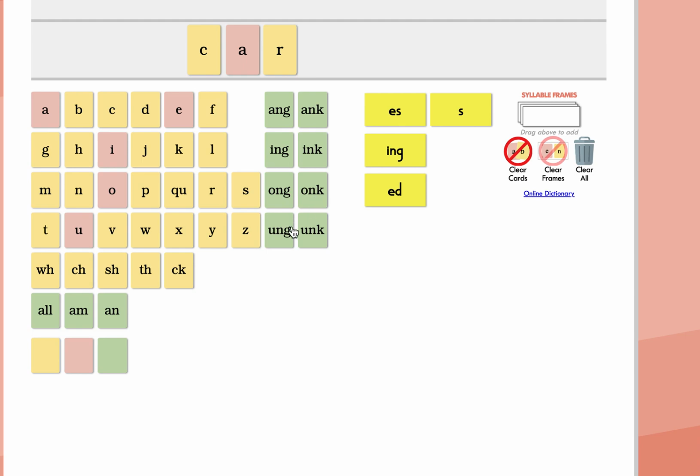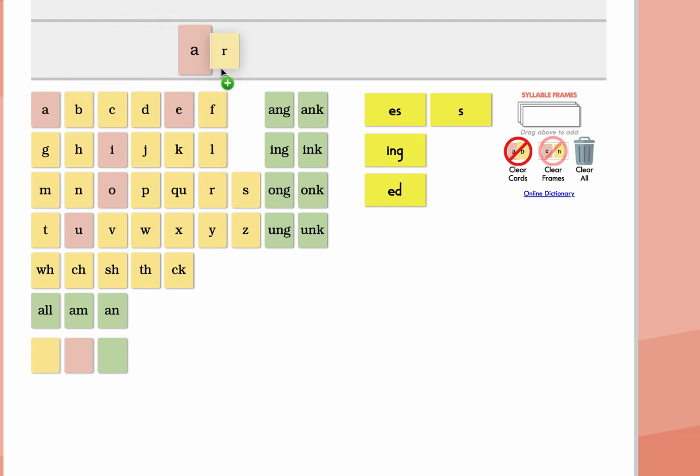If we were to change the first letter of that word to an F, we would have the word far. If we were to add an M to the end of that word, we would have the word farm. So let's practice making some words with this AR spelling pattern.